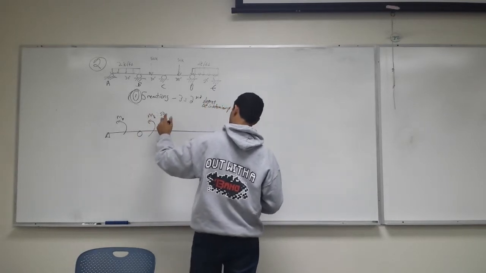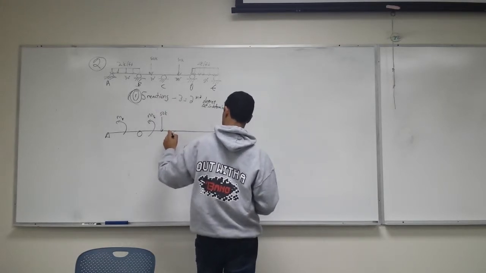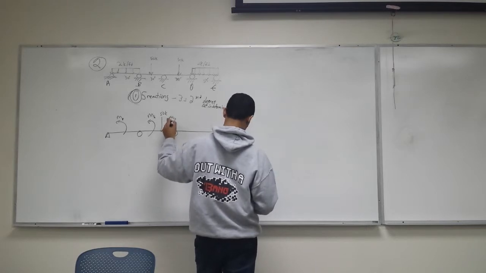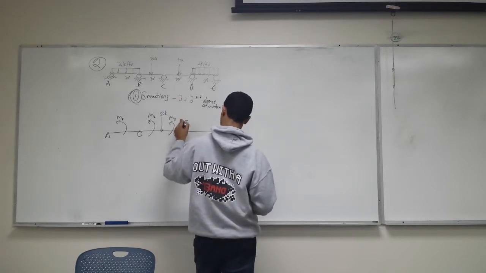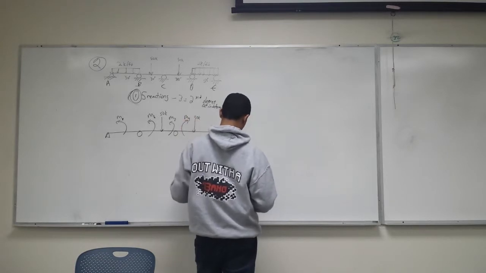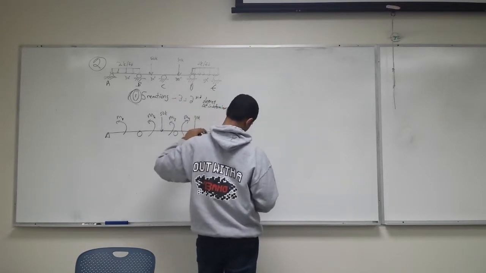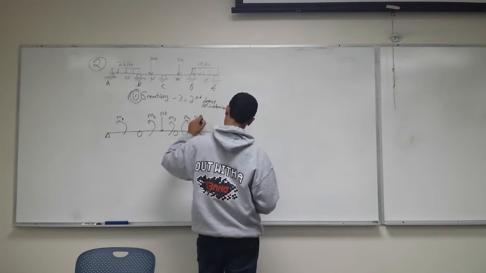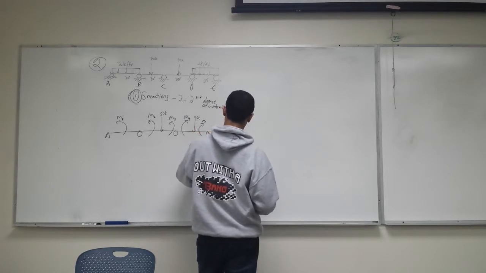Between the 50 kip and reaction C, there's another moment, moment 3. Between reaction C and the other 50 kip, there's moment 4. Between the 50 kip and reaction D, there's moment 5. And between D and E, there's moment 6.